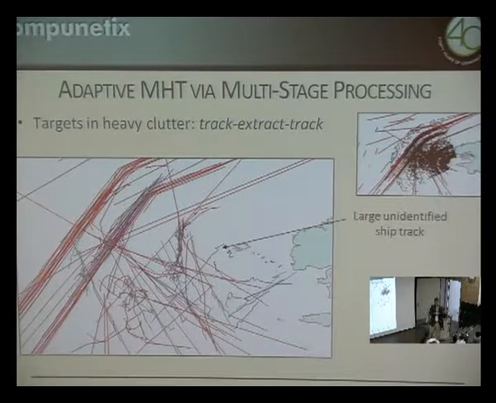Do some tracking where we're looking for the very strong tracks, and then take those out of the data. Meaning, take all the contacts that went into those tracks out of the data, look at what's left, and change your processing parameters so as to identify weaker targets, and take those tracks out of the data, and then look at what's left. It turns out that if you use this approach, you get tracking solutions that are still not great because the quality of the sensor data is poor, but you start to get some promising track extraction.